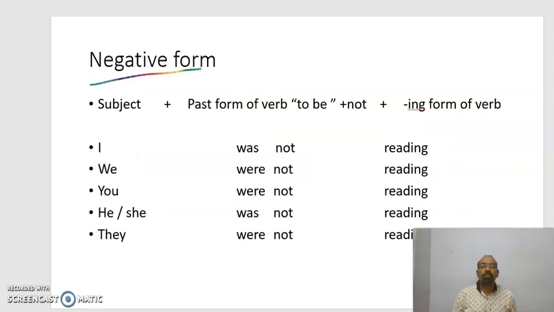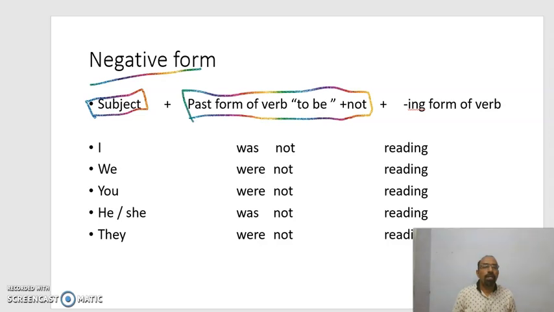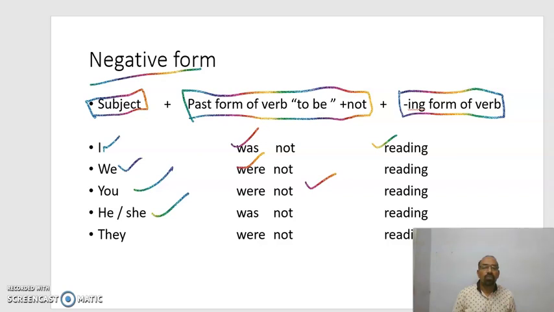Negative form. Negative form is made with subject plus past form of to be plus not, then the ing form of the verb. Like I was not reading, we were not reading, you were not reading, he, she was not reading, they were not reading.